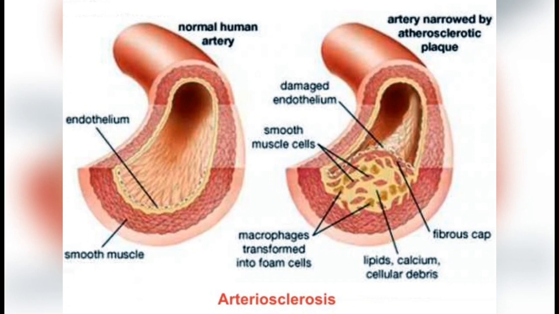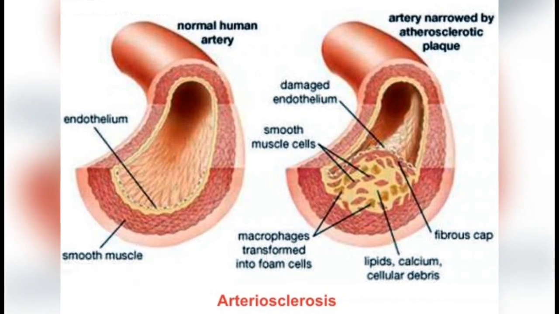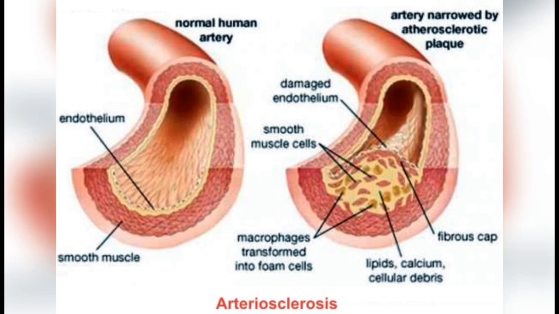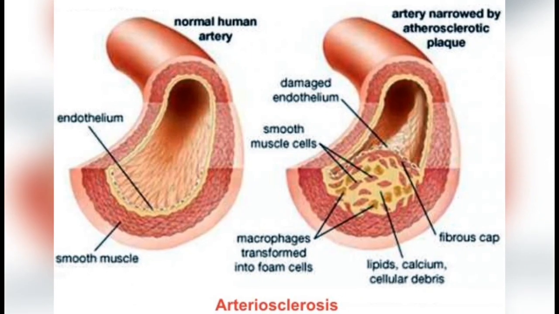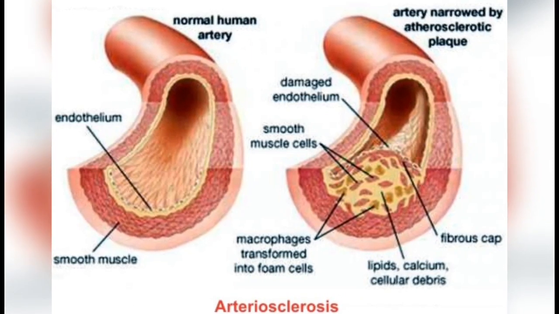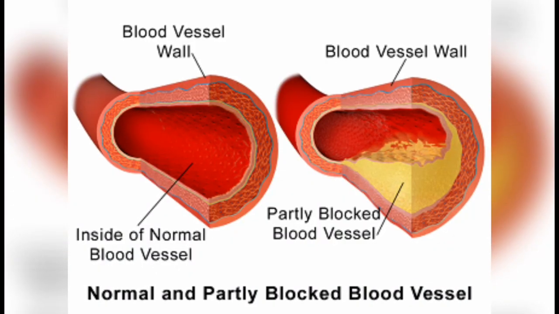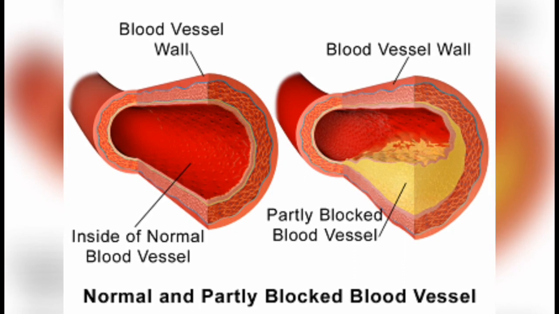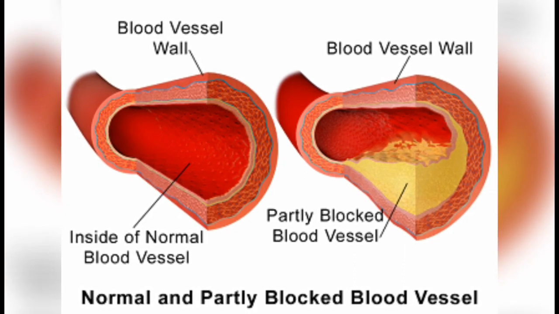Arteriosclerosis is a condition where the artery wall becomes hard, thick, and loses its elasticity due to the loss of elastin protein, which is caused by the aging process. The more the artery wall becomes hard and thick, the more difficult it is for the blood to flow. Thus, the blood pressure increases.